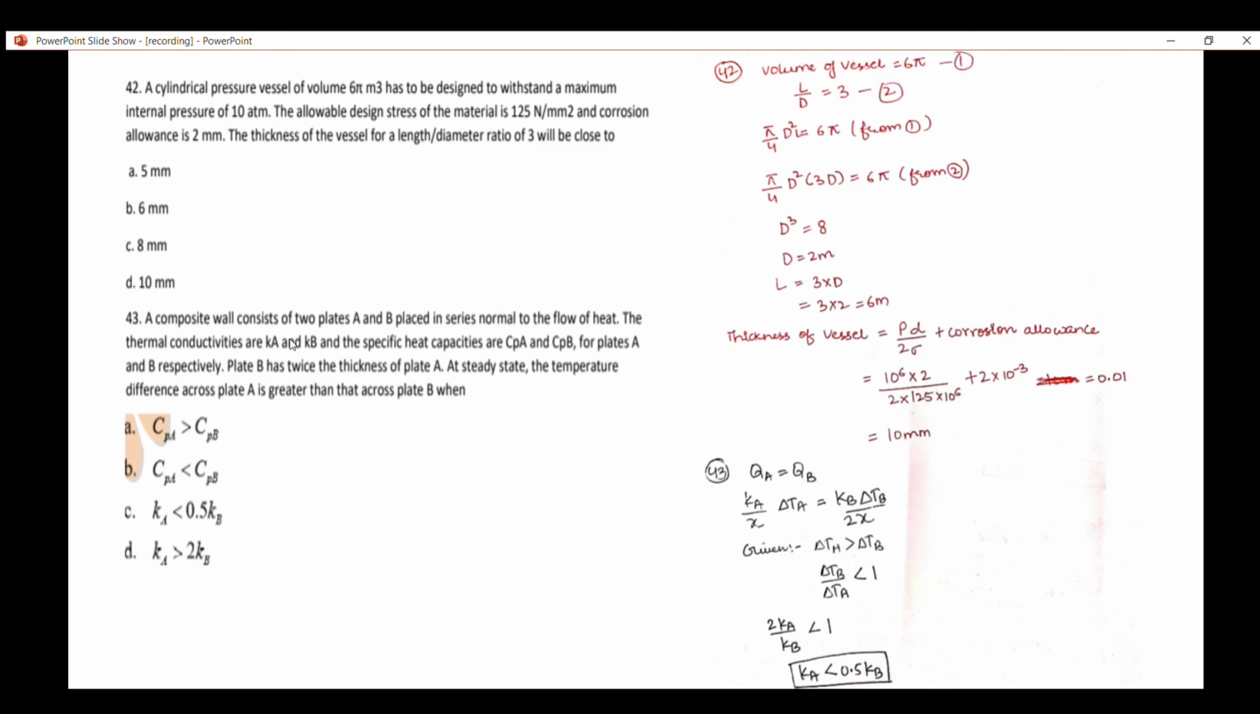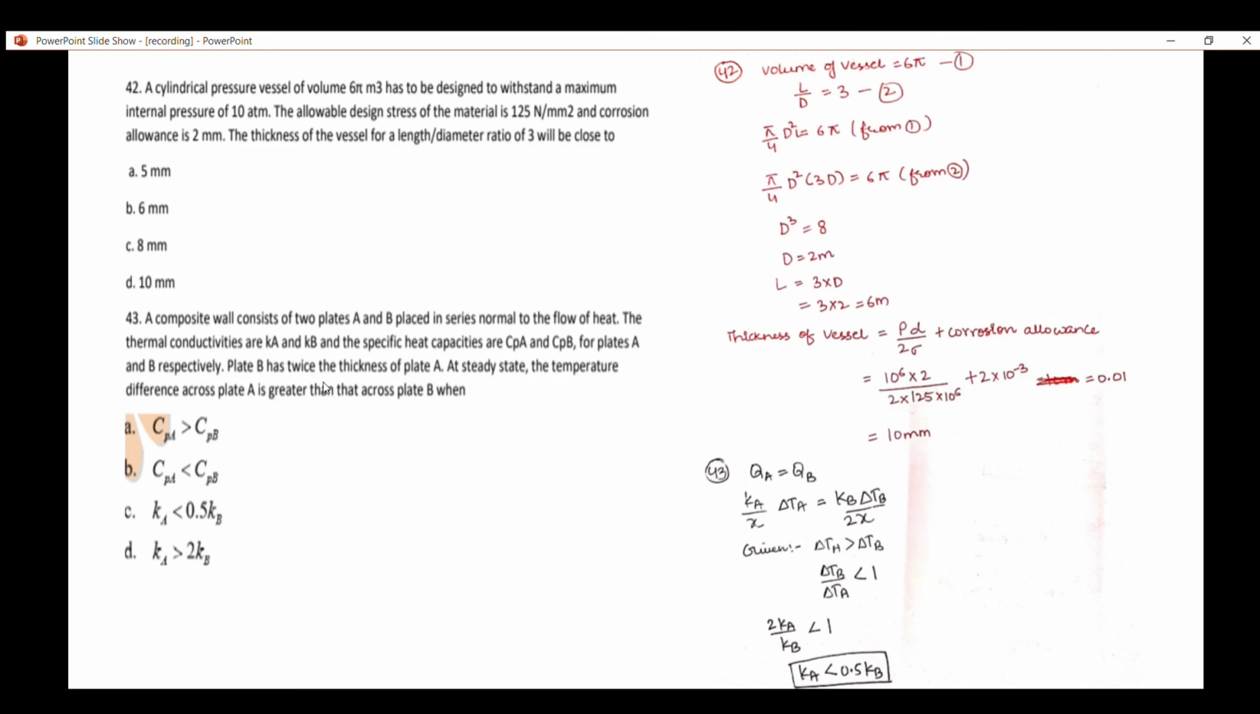Next, a composite wall consists of two plates A and B. The thermal conductivities are given and heat capacities are also given. Plate B has twice the thickness of plate A. At steady state, the temperature difference across A is greater than the temperature difference across B. When?